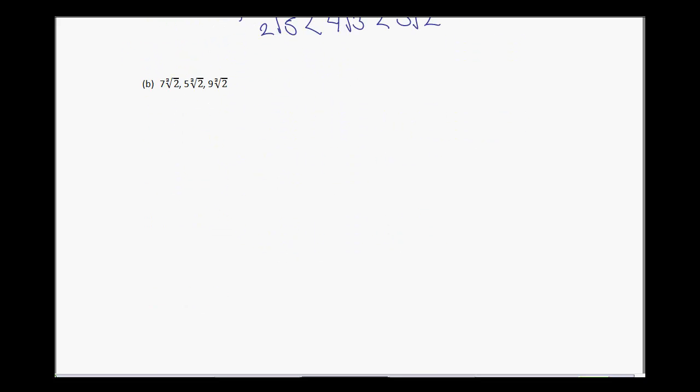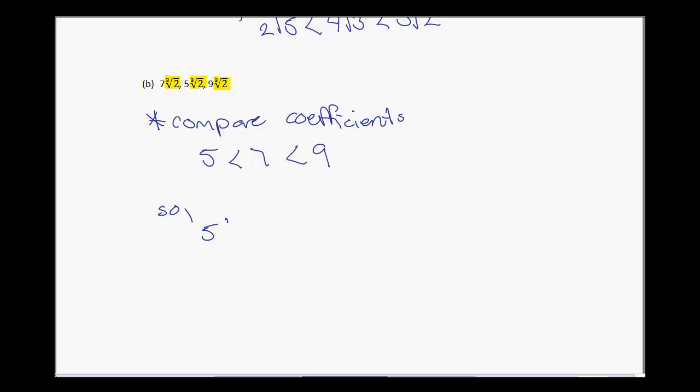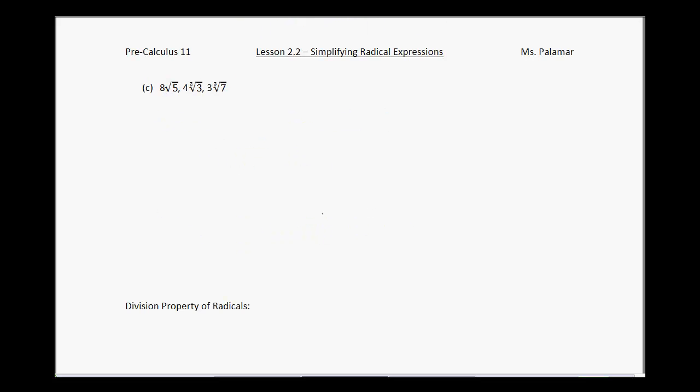Let's try another one. 7 cube root 2, 5 cube root 2, and 9 cube root 2. Well, the first thing I notice is that our indexes and our radicals are all the same. So we don't really need to compare that because they're all the same. We can just go right ahead and compare coefficients. Looking at that, I notice that 5 is less than 7, which is less than 9. So we can order these radicals as 5 cube root 2 is less than 7 cube root 2, which is less than 9 cube root 2. And that's that one.